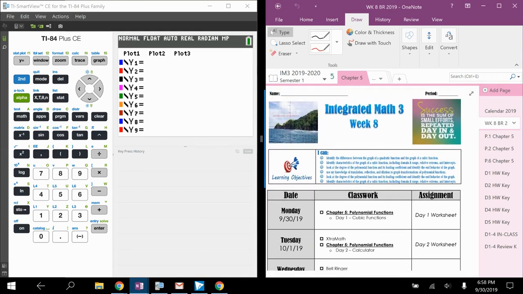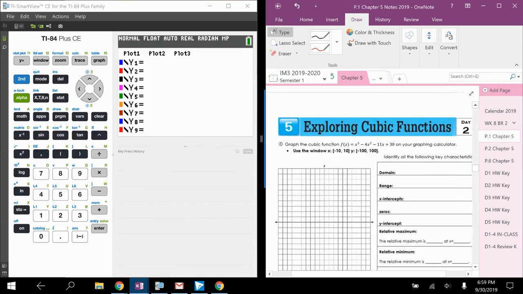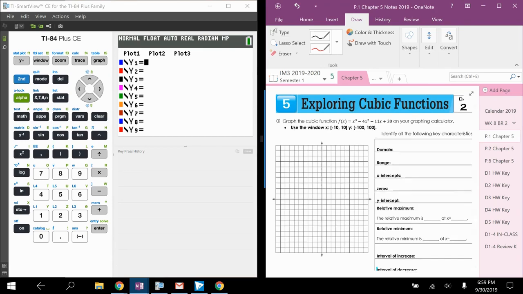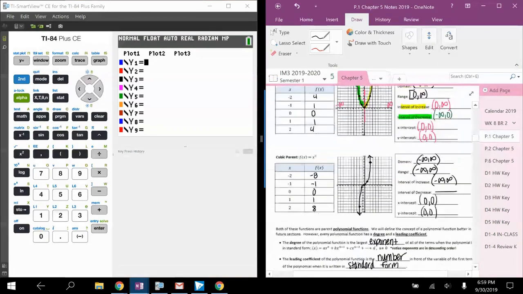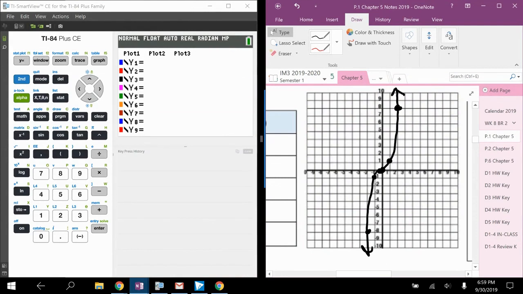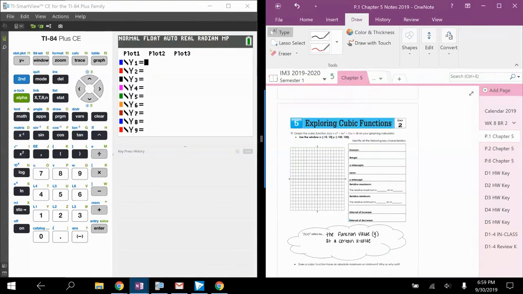Okay, so we are going to move on to chapter 5, day 2, exploring cubic functions again. Now we're going to get into more detail with different types of cubic functions. Yesterday we learned about cubics, what they kind of look like. So this is your basic parent function, x cubed. We're going to get into detail what happens if we change it up a little bit.